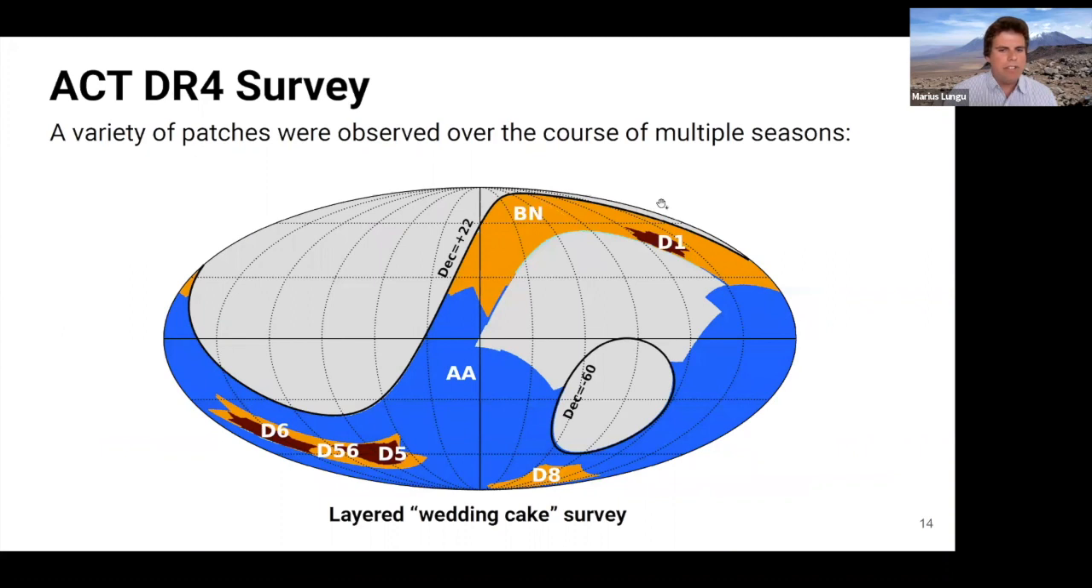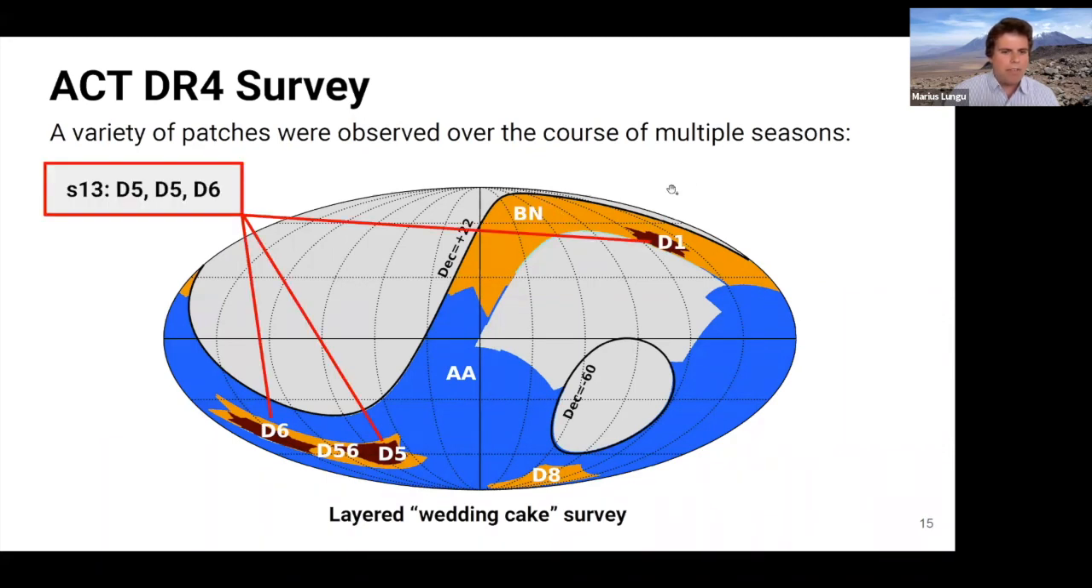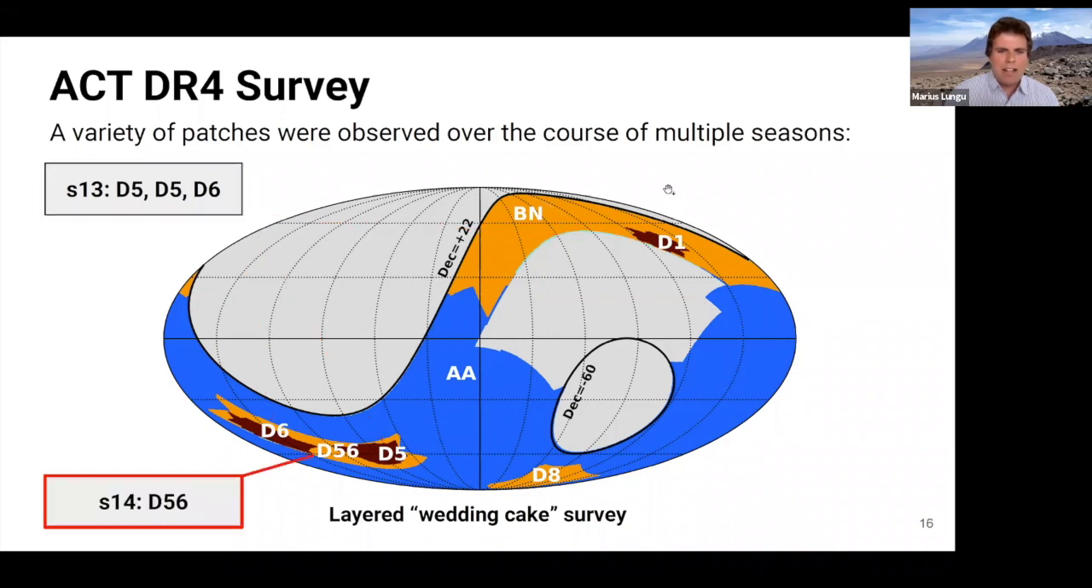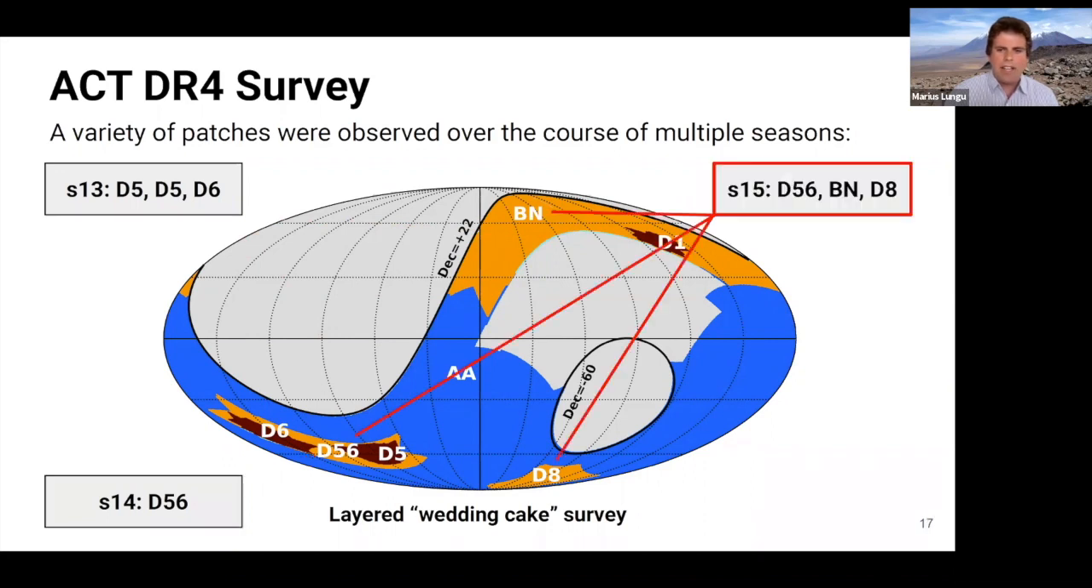So let's briefly review where our data was taken on the sky. Here I show the various fields that we've observed as part of our DR4 data set over the years. These are in galactic coordinates. In our first season with one array, we observed 3 deep fields: deep 5, deep 6, and deep 1. These were smaller compared to some of the other ones that we observed in later seasons. Our next season, we observed a slightly bigger field, deep 56. And in our third season with the new dichroic array, we expanded our coverage even further, including deep 56, Boss North, which overlaps with an optical survey, and deep 8 in the southern part of the sky.